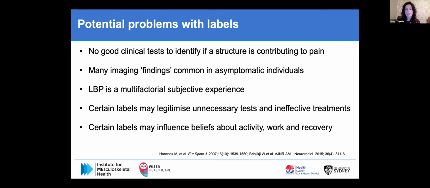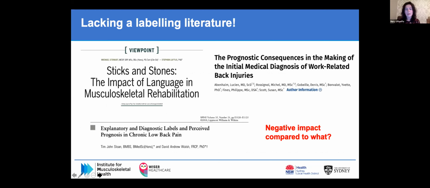The problem is we lack labeling literature. So at the moment, or before I went into conducting this trial, there had been perspective pieces put forward talking about how words might influence someone's back pain. But the issue is, as a clinician, we have very little guidance on what words we should be using, what words we shouldn't be using, and what's the best word to use. So what we really need there is a trial, comparing different words and see how people react to those different words. So this is what I did when I was in Australia.